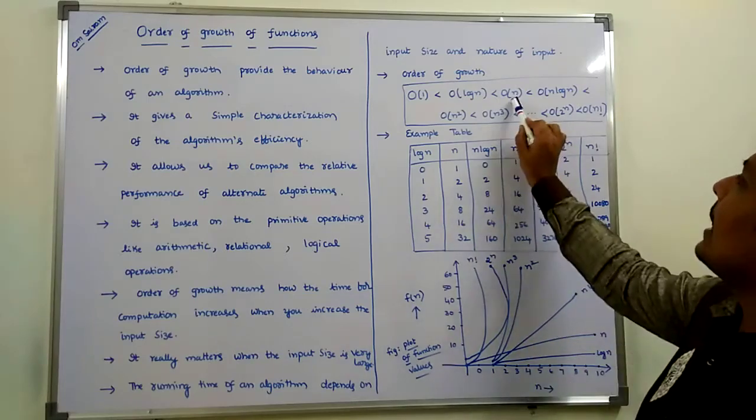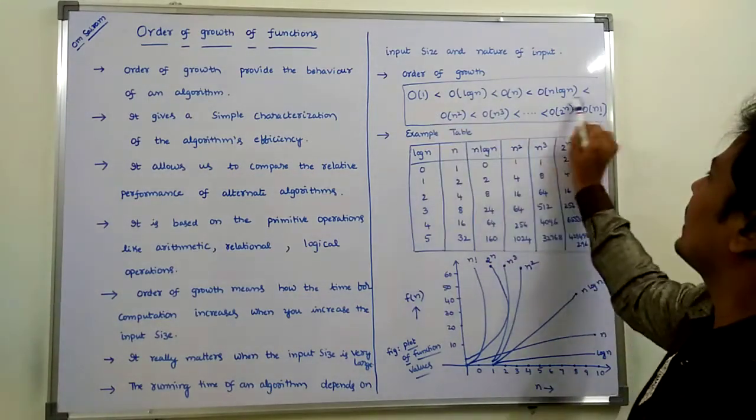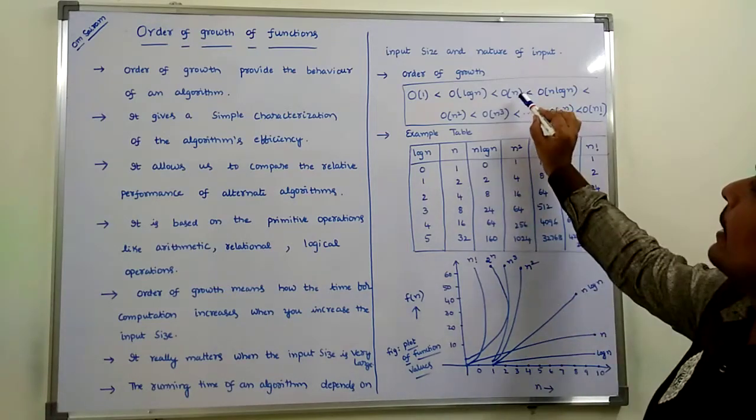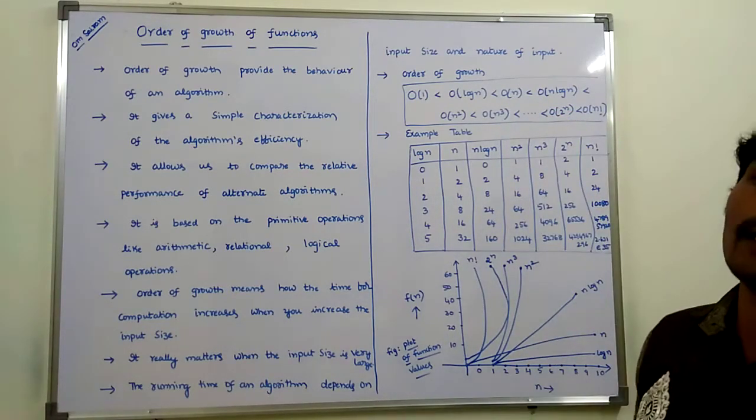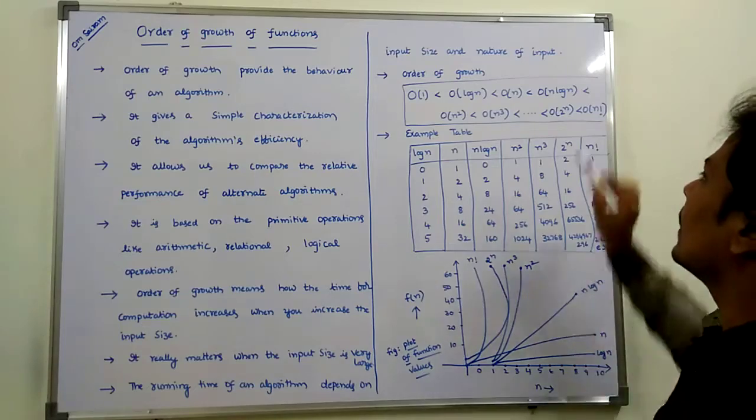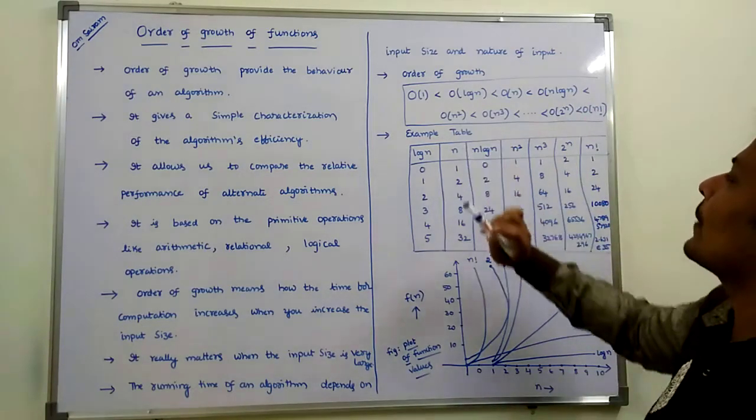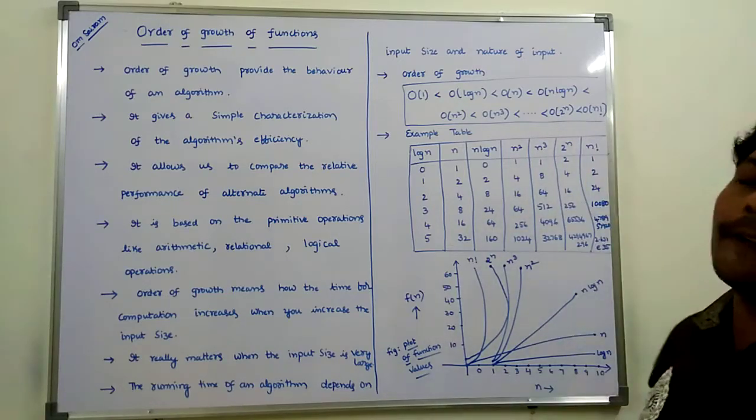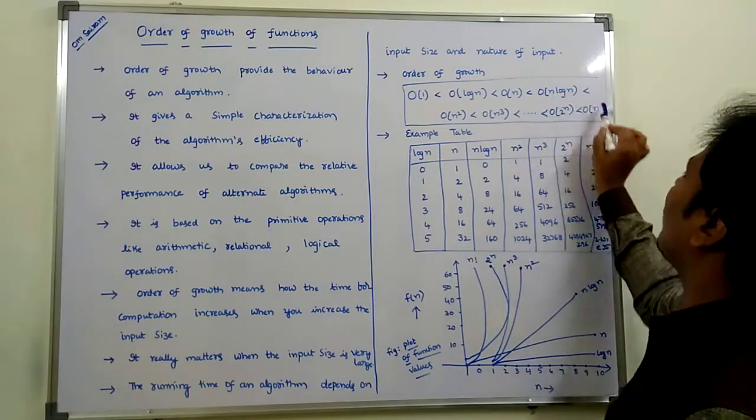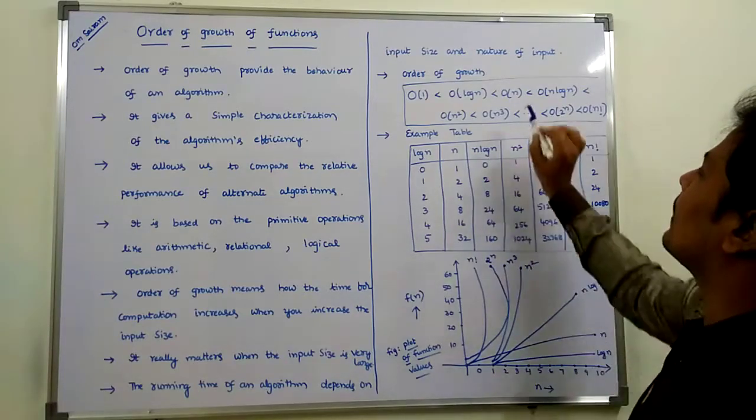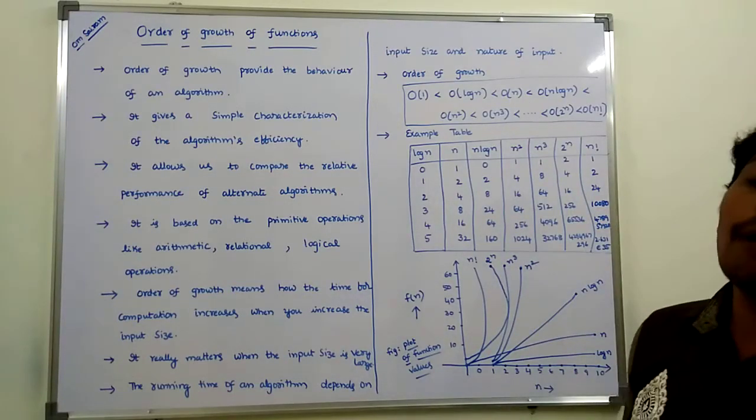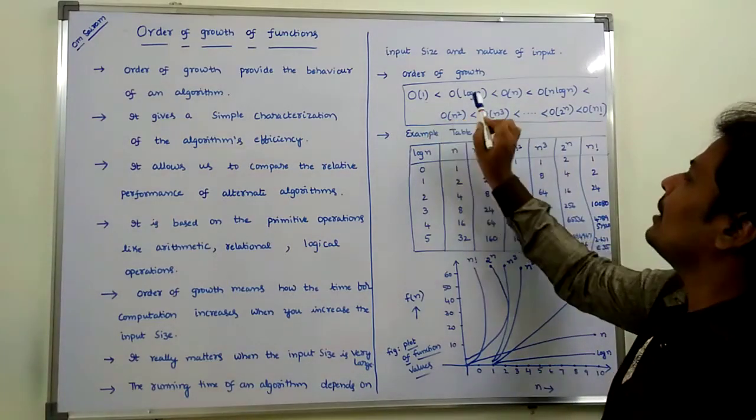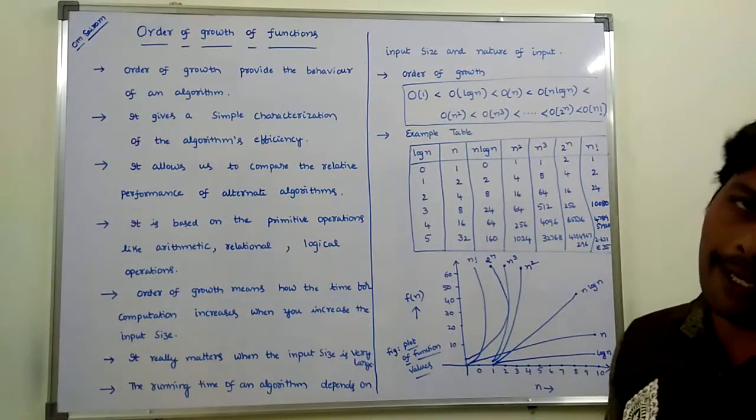Okay, so these are the lower bounds and these are all our upper bounds. For big O of n, what upper bounds are there? Big O of n log n, big O of n square, big O of n cube, big O of 2 power n, big O of n factorial. These are all called upper bounds for big O of n. What are the lower bounds for big O of n? That is big O of 1 and big O of log n.